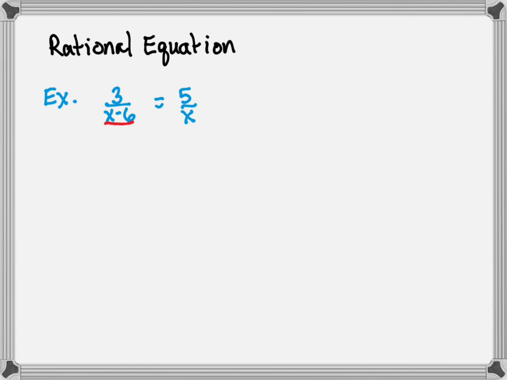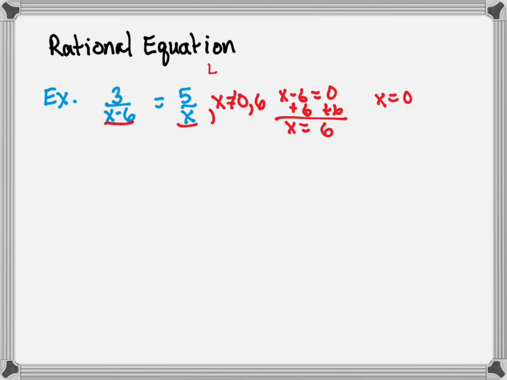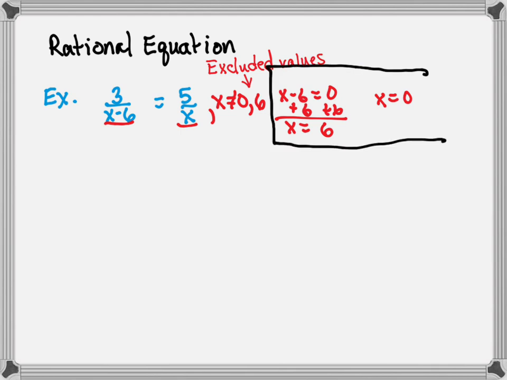So first, let's see if we can find our excluded values. So I'm going to look at my denominators. We're going to set the denominators equal to 0. So the first one, x minus 6 equals 0. I'll add 6 to both sides, x equals 6. And then I'll set the second denominator equal to 0, x equals 0. So these values, 6 and 0, are the values that x cannot be for our solution. Again, these are considered our excluded values. So 0 and 6.